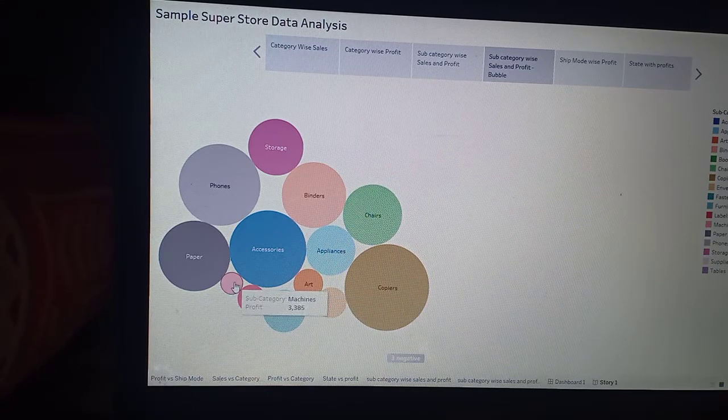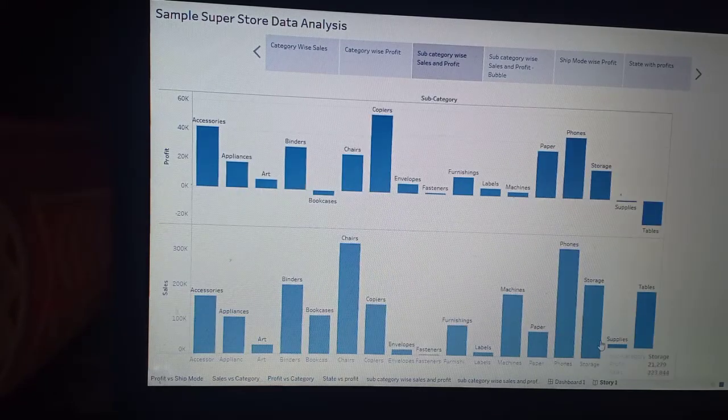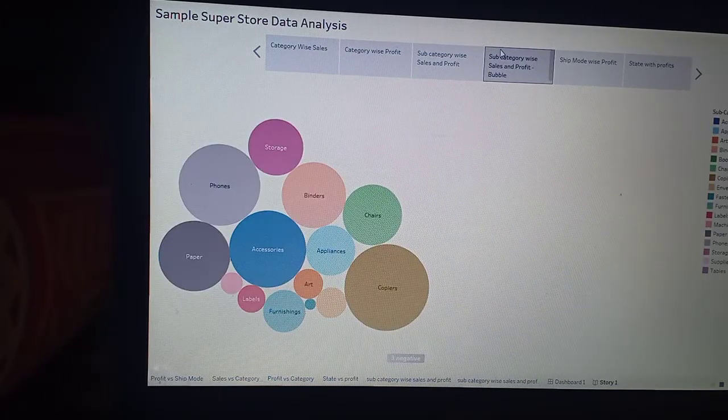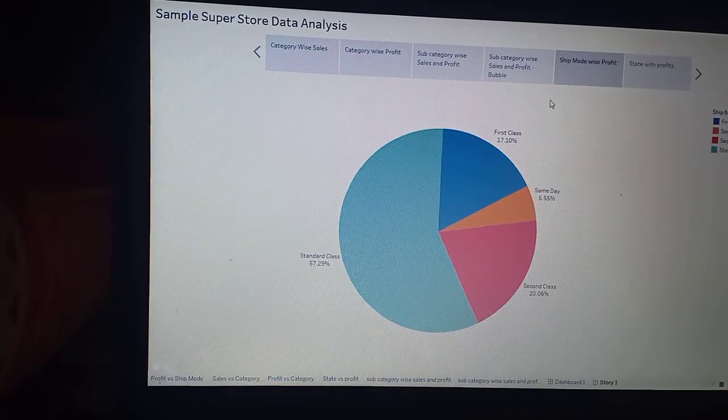And these small things are almost in negatives or very, very small. Fasteners, envelopes, machines. I think three negatives are there. It's showing three negatives which are not even shown. So those three negatives are the same negatives as, I think, supplies, tables, and one more thing. So these three things we have to get on as soon as possible and do something about it. So this is one category. One column was the ship mode.